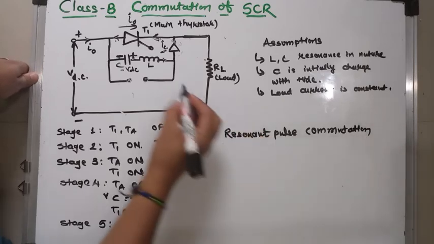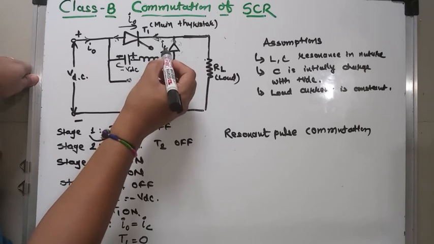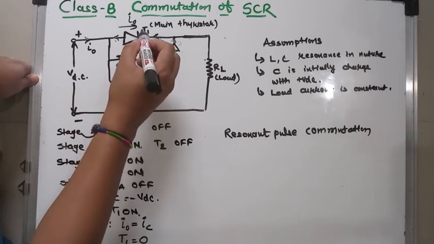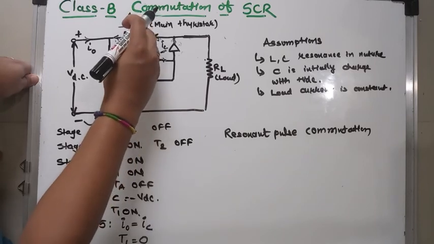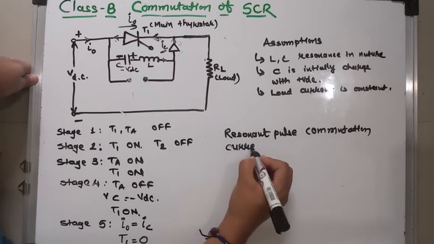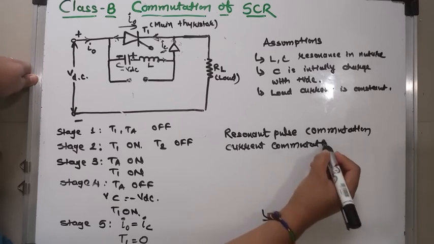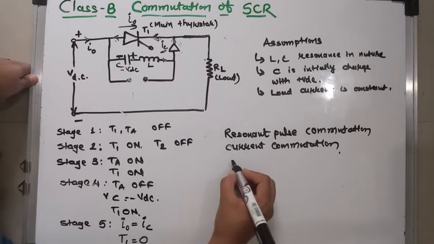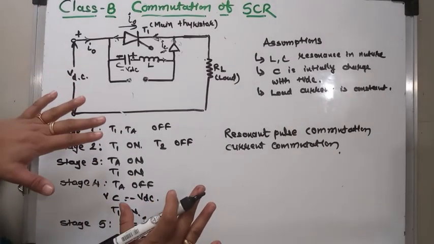or you can say, when I0 becomes IC, the current passing through T1 is 0, meaning the anode current is 0, below the holding current, that's why T1 is reverse biased and turned off. So it is also known as current commutation, or you can say it is referred to as force commutation. So this is the working of class B commutation.